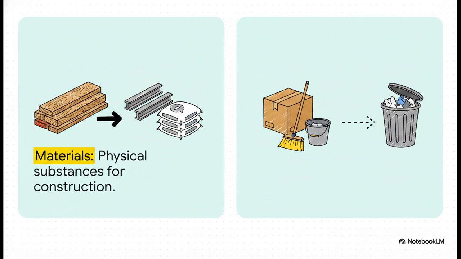Now, there's a really crucial distinction estimators have to make about what they're actually buying. Materials are the permanent physical substances that literally become part of the structure. Think concrete, structural steel, or timber. Consumables, on the other hand, are the non-durable goods used up quickly on the site, things like packaging, office supplies, or cleaning products. Both obviously cost money, but they hit the project budget very differently.